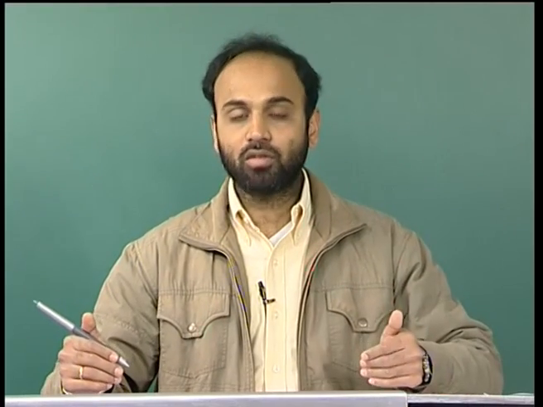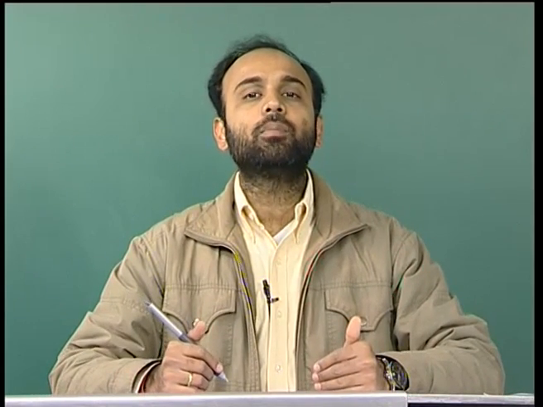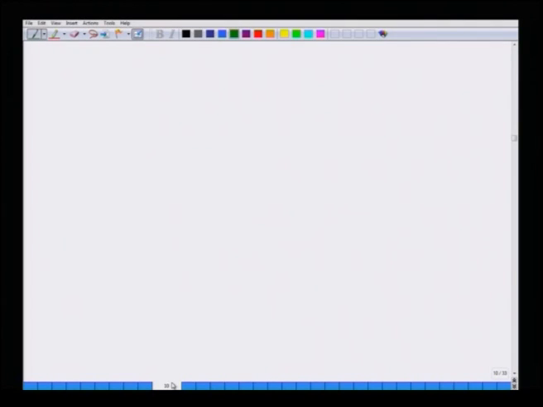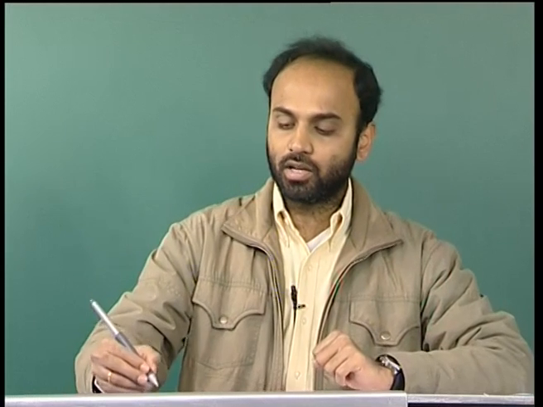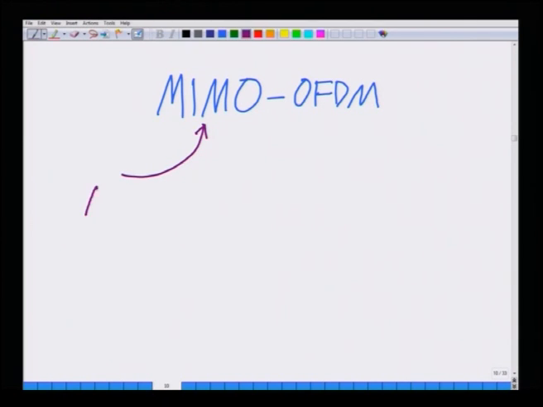Now, we want to look at some other extensions to an OFDM system. We have looked previously at a MIMO system, that is a multiple input, multiple output wireless communication system. Now, we want to look at how MIMO can be coupled with OFDM, that is, how we can have a MIMO-OFDM system, with both working together in a communication system. So, the next topic we want to look at is MIMO-OFDM.